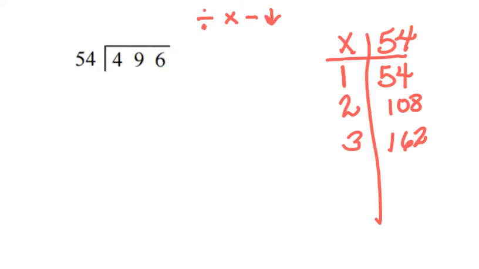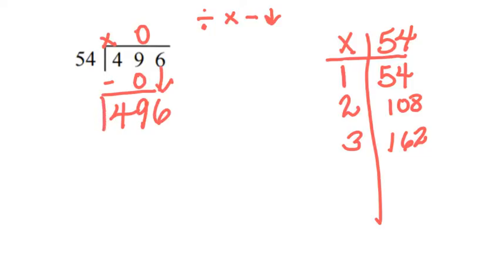So, how many groups of 54 can I get from 49? The answer is 0. So 5 times 0 is 0. To subtract, 49, and now I'm going to bring down my 6. I'm going to create another house just like I did with the other problem with the 1-digit divisor. But over here on my T-chart, I am going to have to go past 3.